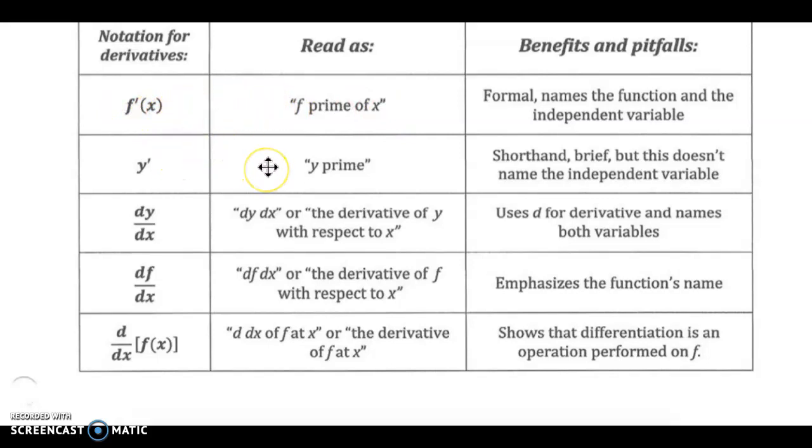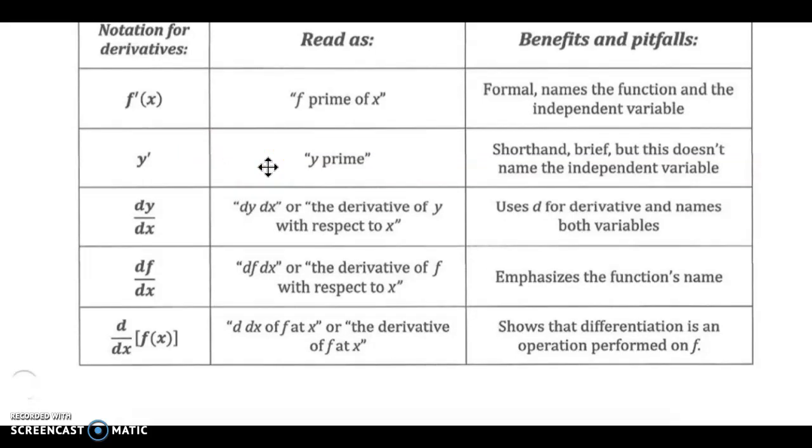We can say y prime, because remember y and f of x are the same things. We can say dy over dx, or some people just say dy dx, or the derivative of y with respect to x. That's going to be the same as if we were to say this next one, df dx. It's the same thing like up here where f and y are kind of interchangeable. It's the same here. And then you have d dx of f at x, or f of x, however you want to say that. But you'll see it written one of these 5 ways.